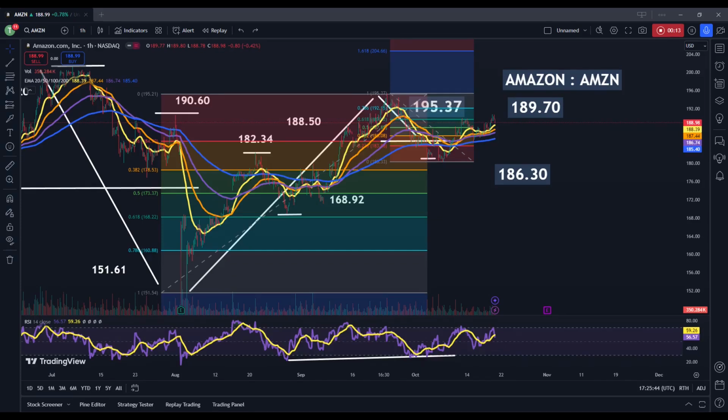Here we have the current stock market update for Amazon.com Incorporated, stock ticker AMZN.